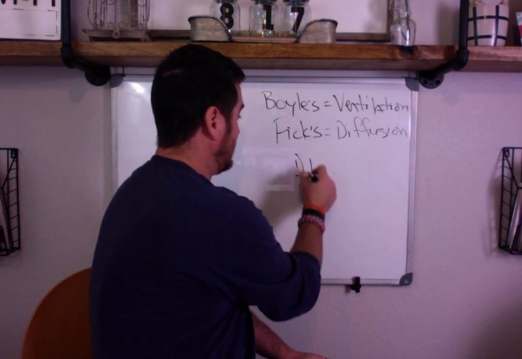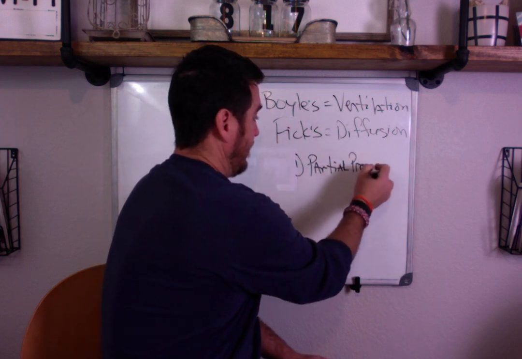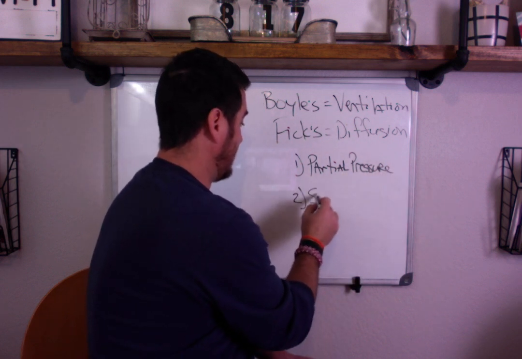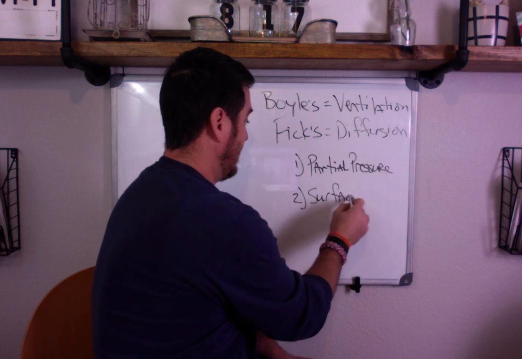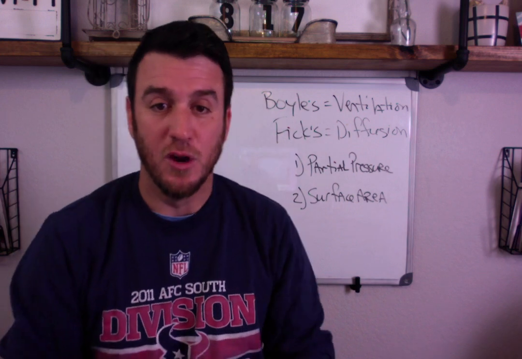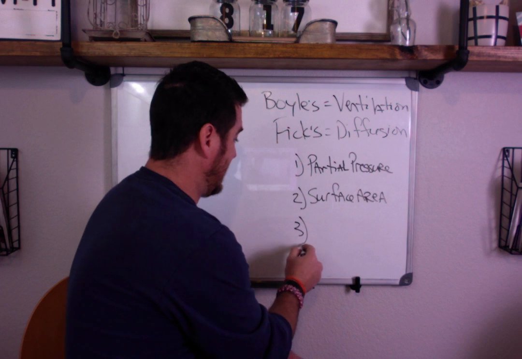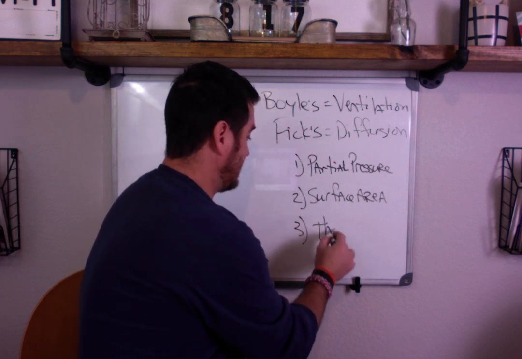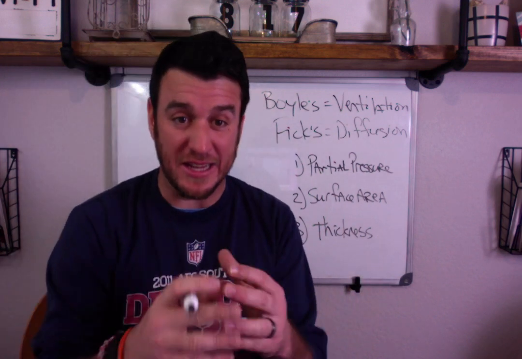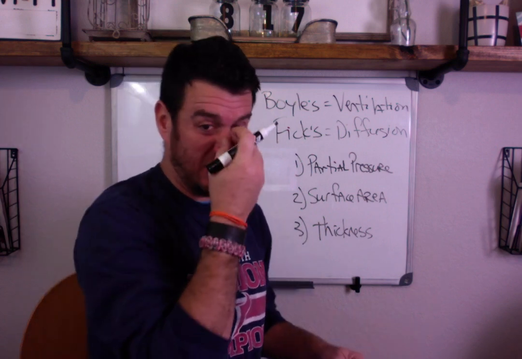Number one, he said the partial pressure. He also said that surface area will also affect diffusion. And then he finally said that thickness will affect diffusion, stating the thickness of that permeable membrane. Okay, so let's break these down and let's just talk about these real quick.